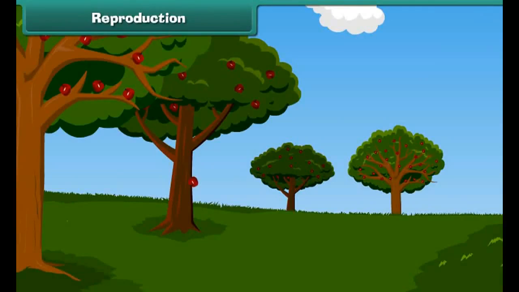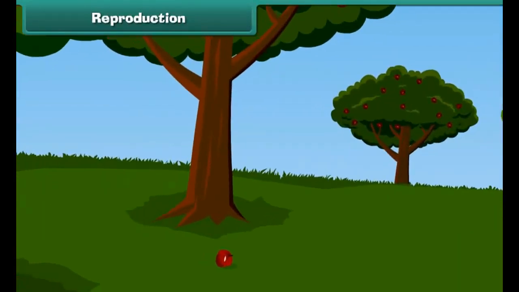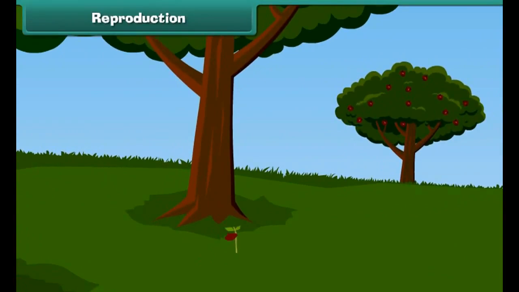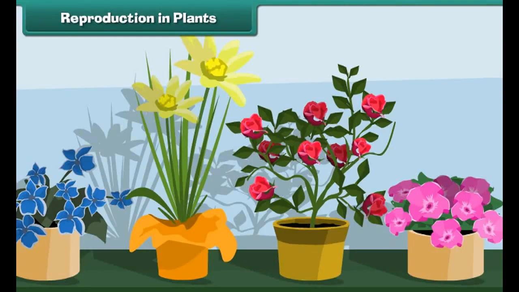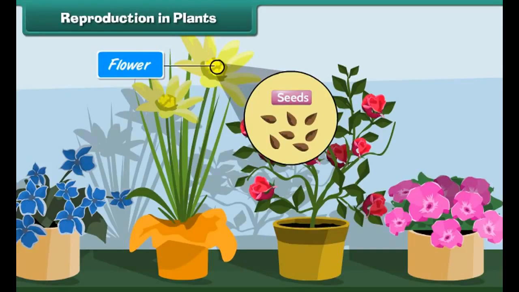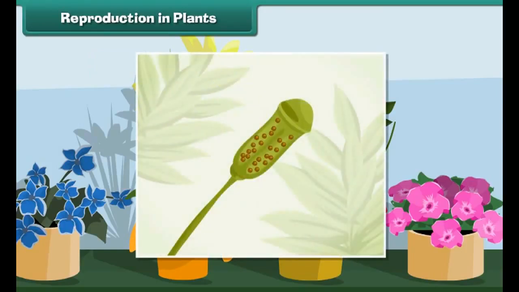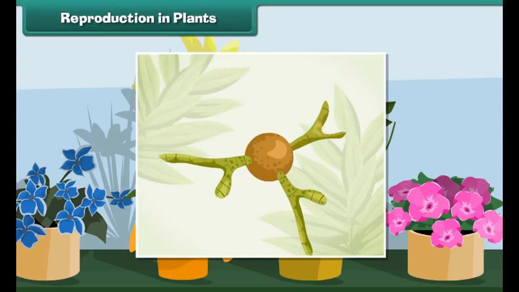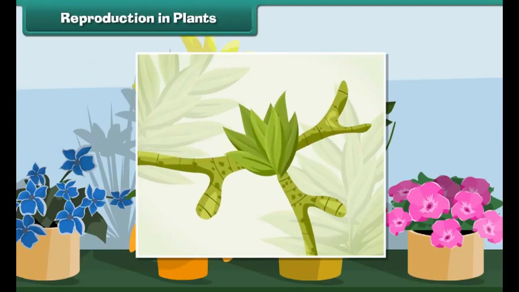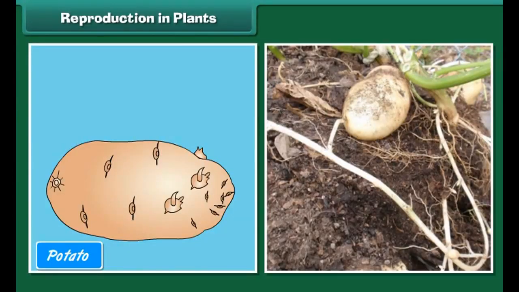Reproduction. The process by which an organism produces new organisms of its own kind is known as reproduction. Reproduction in plants. Plants reproduce in different ways. Most of the flowering plants produce seeds. Some plants do not produce seeds. They produce spores which can grow into a new plant. Some plants can reproduce from their body parts.